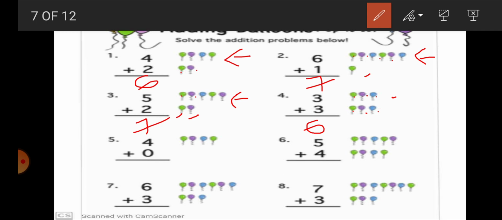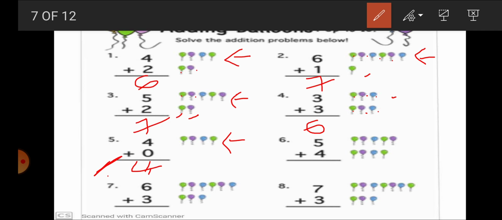What's new in this sum? This is 4 plus 0. Have you remembered that in the previous lecture we discussed that if we add 0 to any number, we will get the same number as a result? 4 plus 0. Here are 4 balloons. We are not going to add any balloon to that. Then what will happen? We will get the same answer.